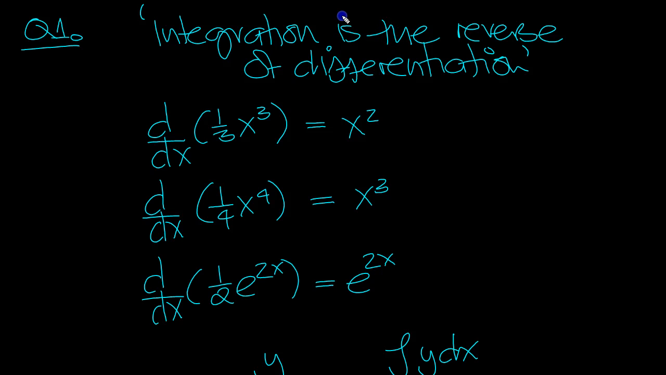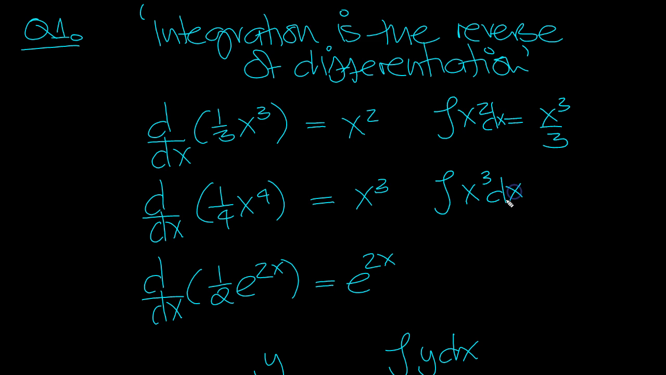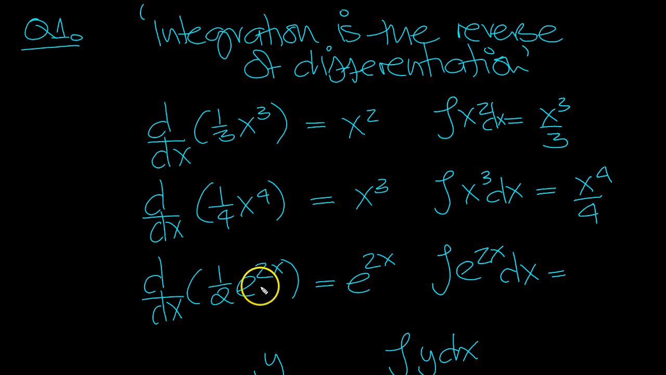So if integration is the reverse, then it just means that the integral of x squared is equal to x cubed over 3. And the integral of x cubed, we write dx here, we just snick it in, that's how we write the integral, is equal to x to the 4 over 4. And the integral of e to the 2x dx is equal to half e to the 2x, wasn't it? Because that's what it differentiated to.